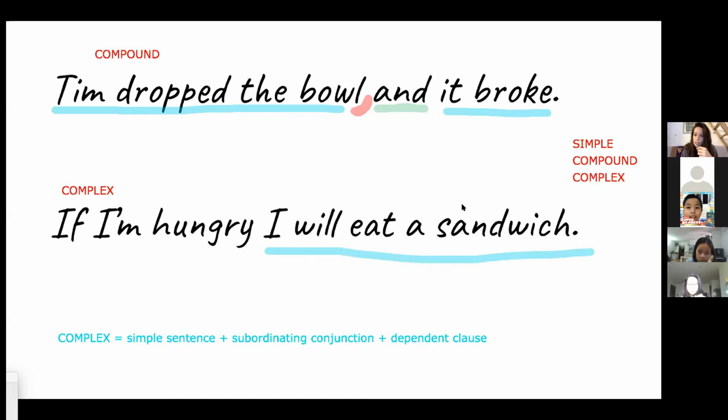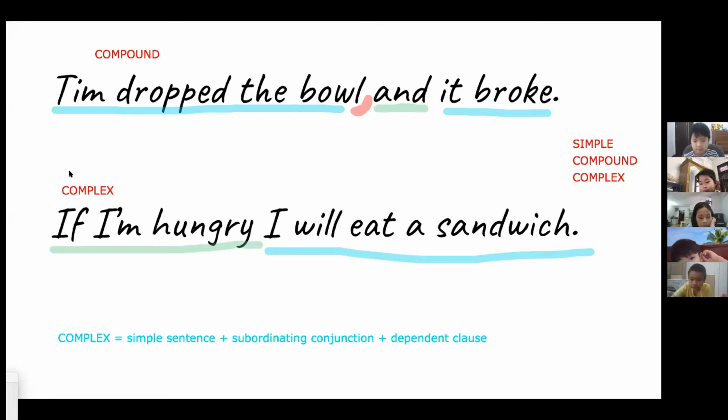And what about our dependent clause? Remember, this is the part that cannot be a sentence by itself. If I'm hungry. Yes, if I'm hungry is our dependent clause. Okay, and then which word here is our subordinating conjunction? If. Okay, so our subordinating conjunction is the word if.